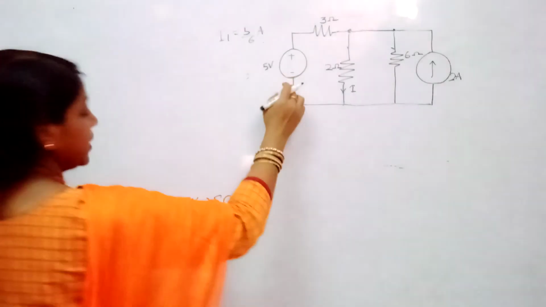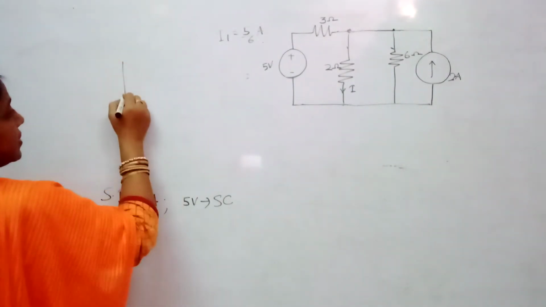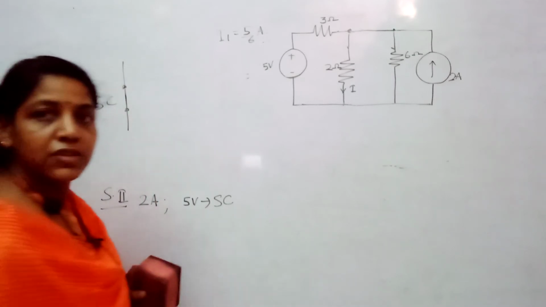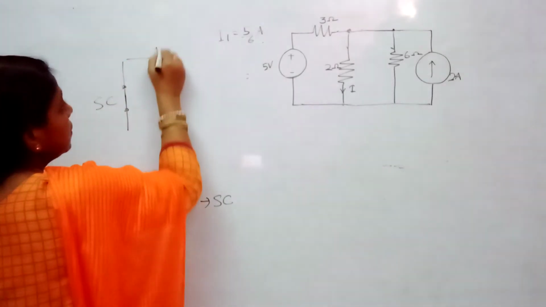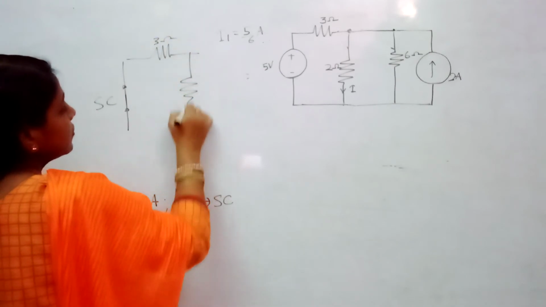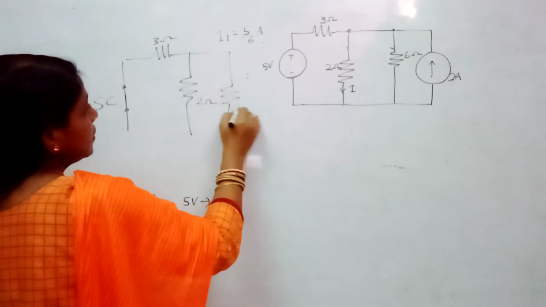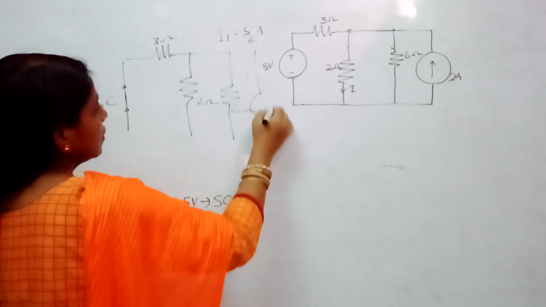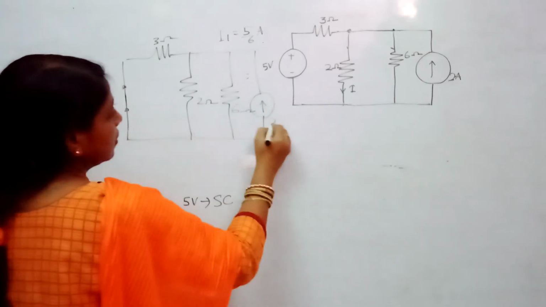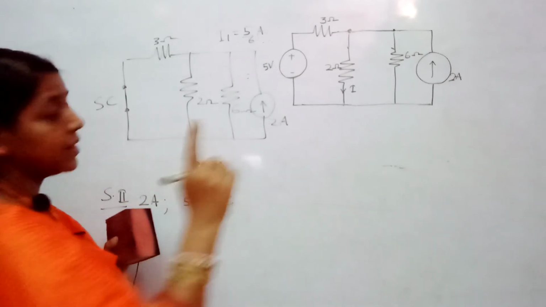Let us see the second diagram. So how will be your second diagram? You are considering that current. So according to that, this is replaced by short. Draw like this, short circuit. Now this resistance is 3 ohms. It is 2 ohms. It is 6 ohms. And this current is 2 amp.